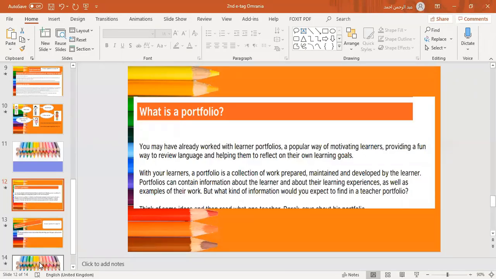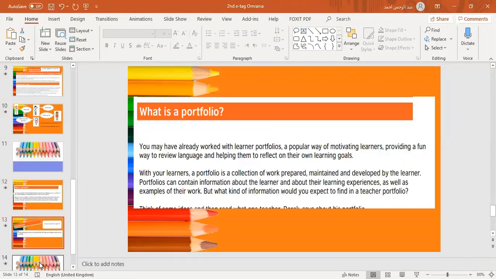With your learners, a portfolio is a collection of work prepared, maintained, and developed by the learner. So the learner collects all the materials in his portfolio. Portfolios can contain information about the learner and about their learning experiences, as well as examples of their work. But what kind of information would you expect to find in a teacher portfolio? So this will be the question for our next session task. I will ask you a question related to portfolio. I will give you in the next slide, and this will be the end of our session today.